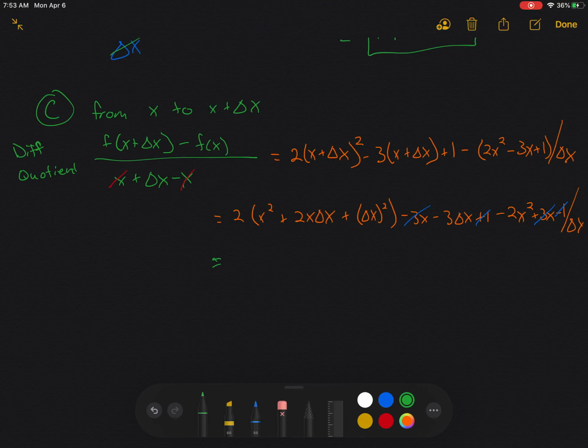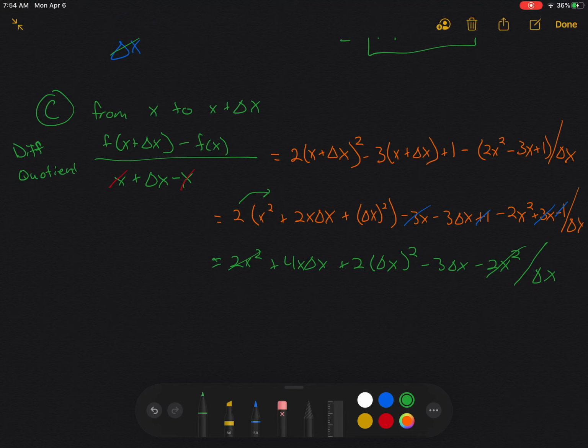Now we're distributing this 2. You're going to get 2x squared plus 4x delta x plus 2 delta x squared minus 3 delta x minus 2x squared, all divided by delta x. Now, we can cancel out a little bit more, like these 2x squared. See ya.